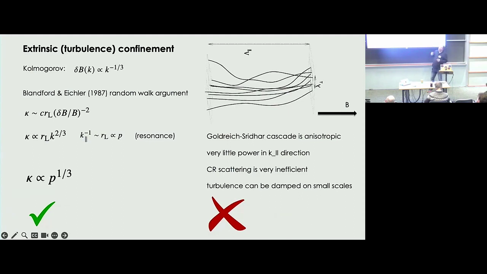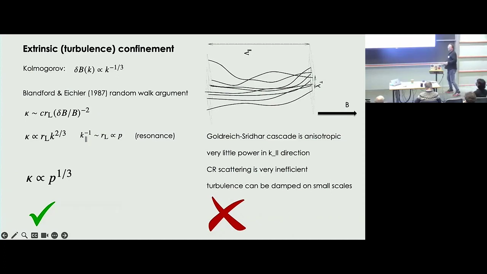If you have non-Kolmogorov turbulence, then scattering becomes inefficient as turbulence becomes very anisotropic. So then you have to start looking at other ways of studying turbulence to figure out how cosmic rays propagate. And I want to use this opportunity to advertise Philip Kempski's talk that will be very closely related to this. I don't want to go into more details.